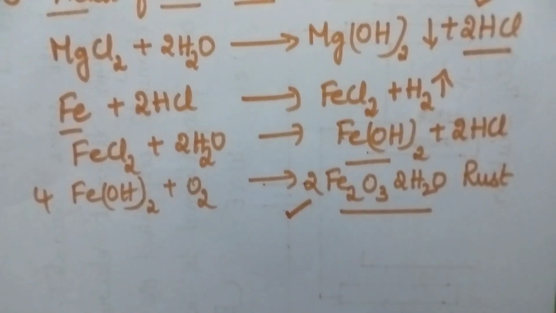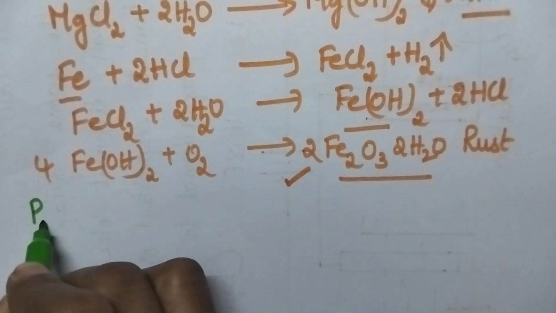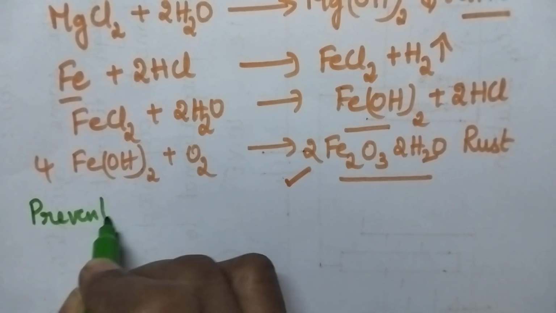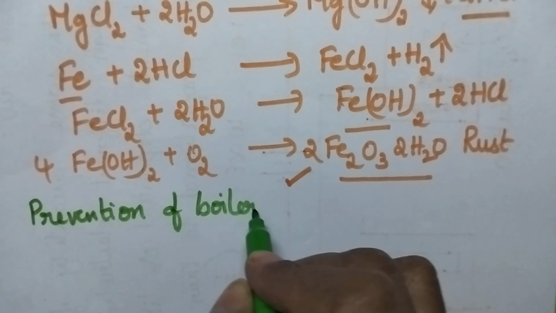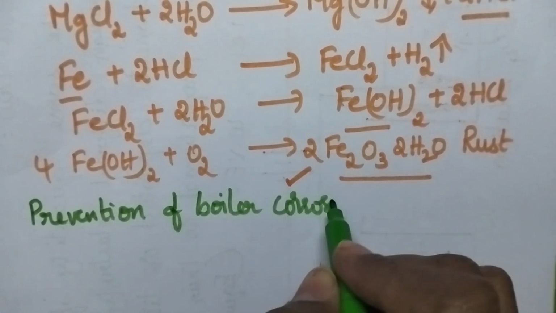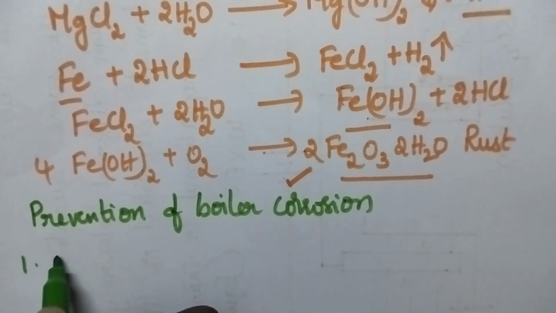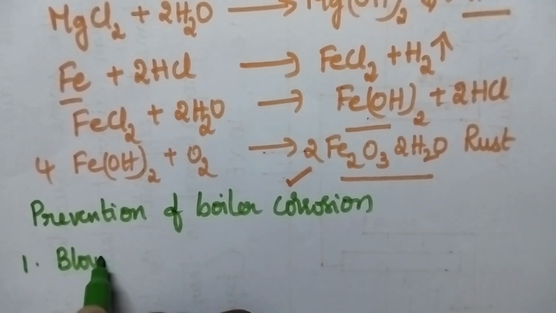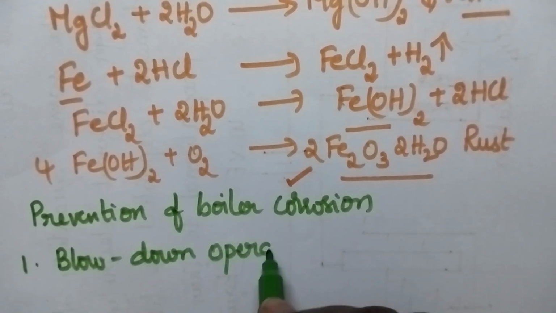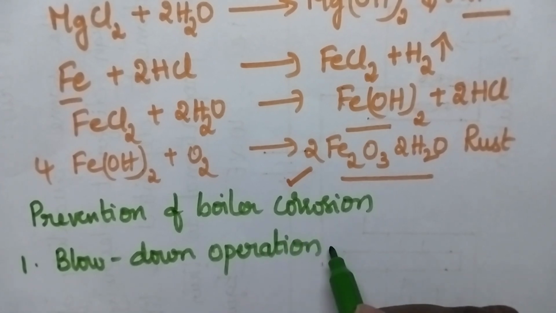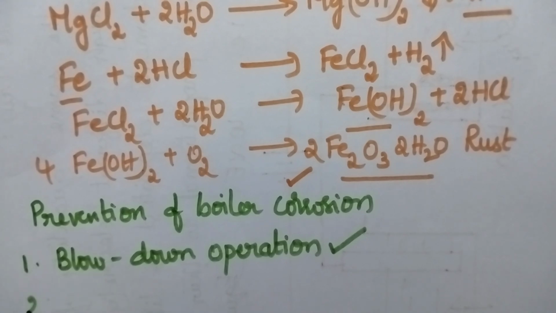Now we have to discuss how to prevent boiler corrosion. So the major task is prevention of boiler corrosion. Boiler corrosion can be prevented by using frequent blow down operations. That means whenever there is a possibility for the formation of sludge, that must be removed from the boiler water from time to time.